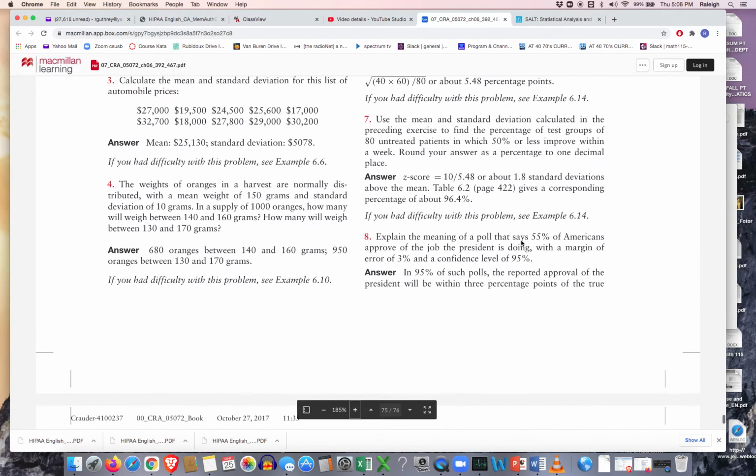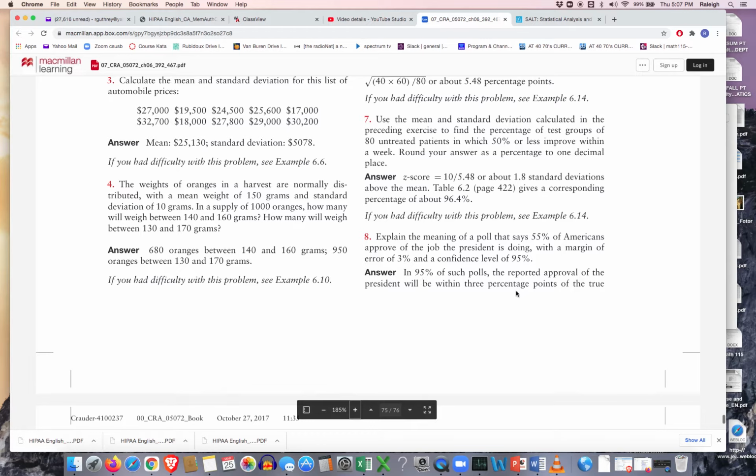Okay, so here's more of a technical verbal problem. Explain the meaning of a poll that says that 55% of Americans approve of the job the president is doing with a margin of error of 3% and a confidence level of 95%. This is all adding and subtracting the margin of error to form a confidence interval. So you'd have to somehow lead off with the 95% of such polls, the reported approval rating of the president will be within 3 percentage points of the true approval level.